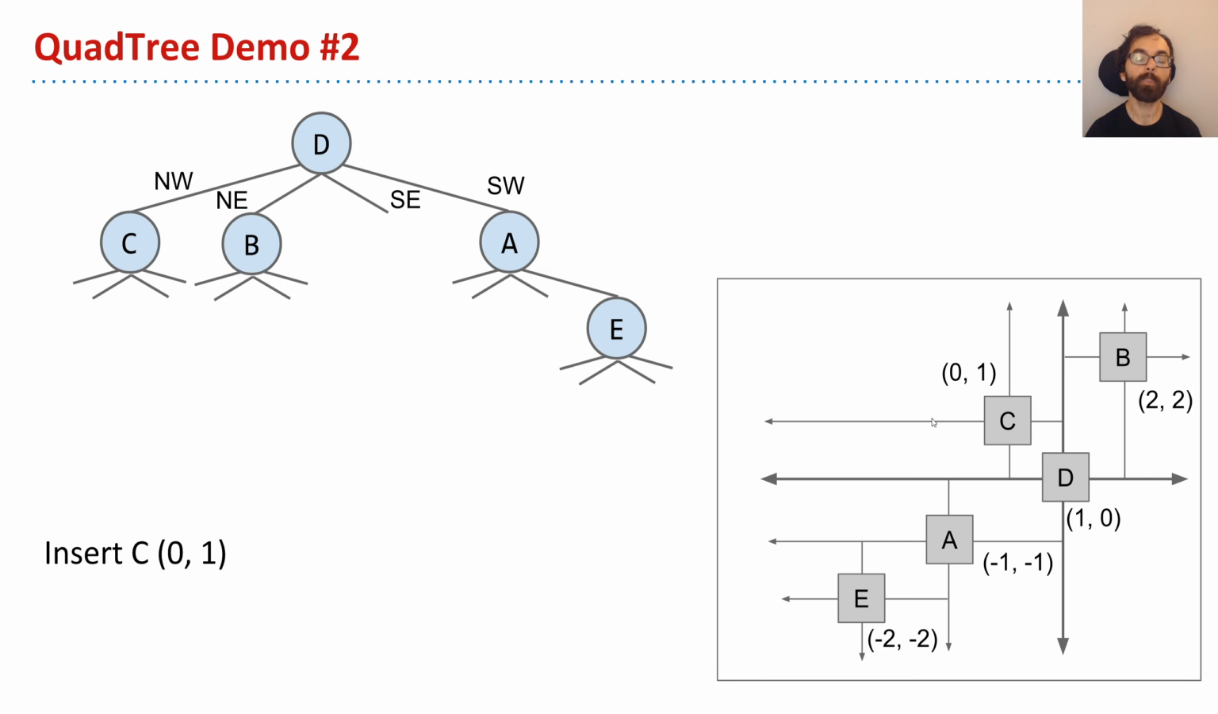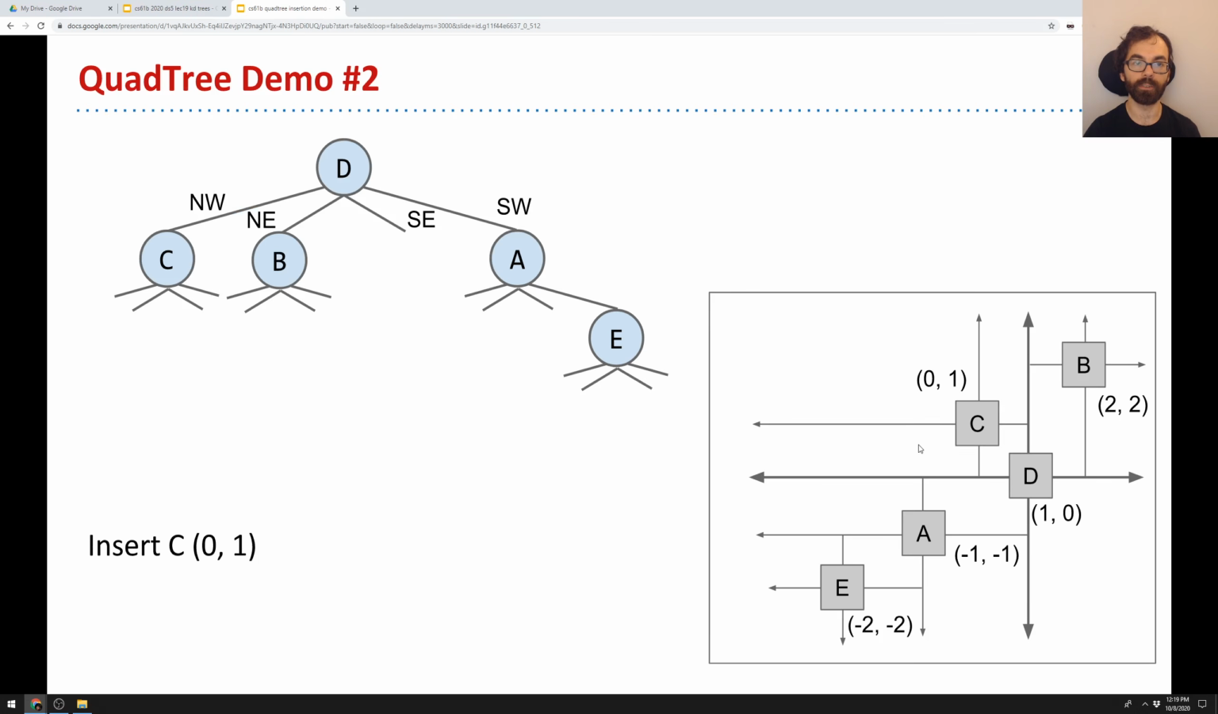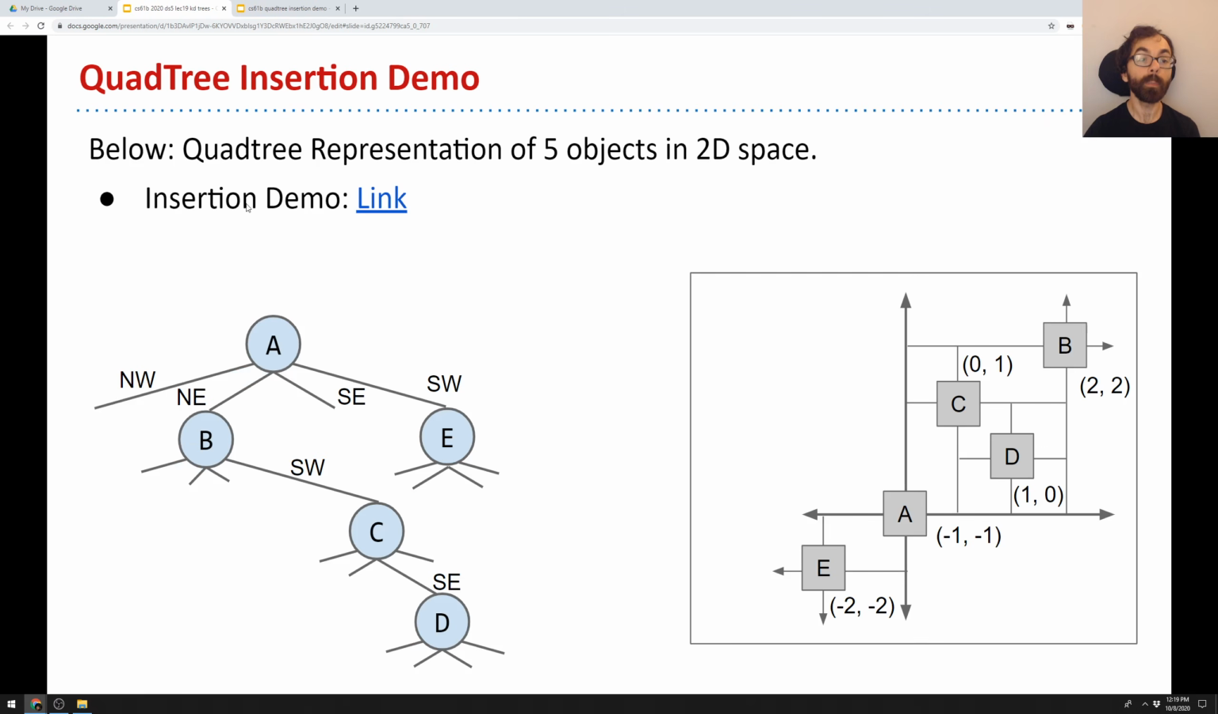The point here is that if you insert in a different order, you may end up with a totally different quadtree. So at this point, I hope it's clear how one can build a quadtree given a bunch of points, and that the exact tree you get depends on the insertion order.